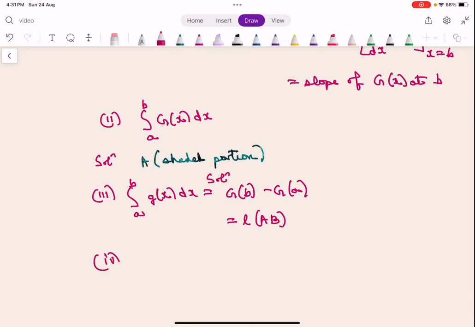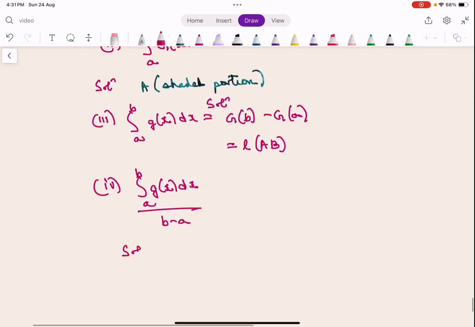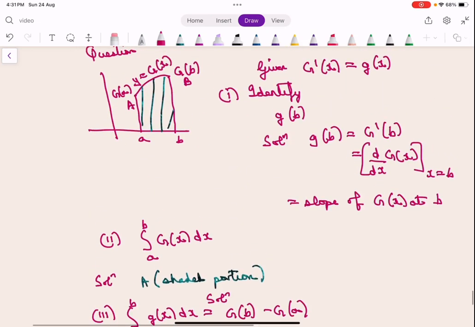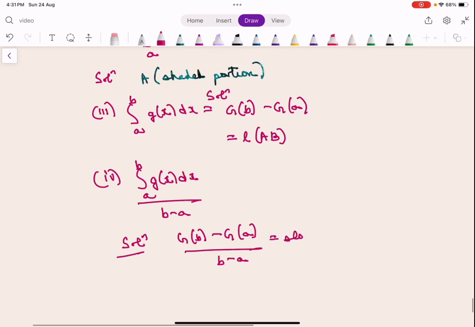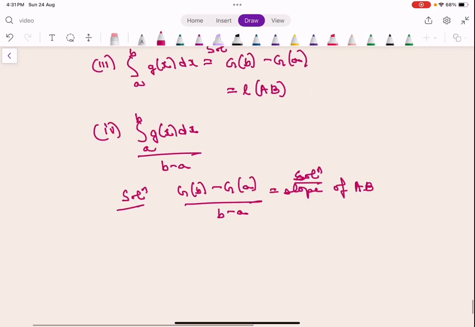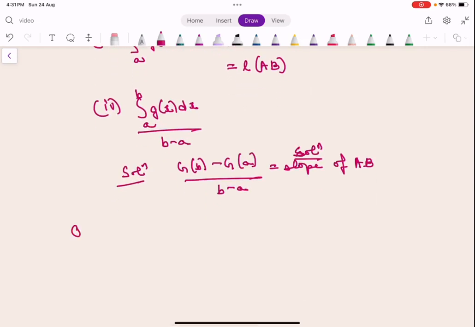Coming to the fourth part, evaluate integral a to b g(x) dx by b minus a. So the solution would be, this is G(b) minus G(a) by b minus a. Again, this is G(a) and G(b). So G(b) minus G(a) by b minus a is nothing but the slope of AB. This is your solution. Okay, coming to the next question.